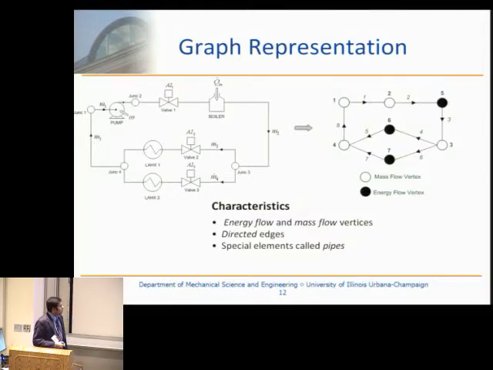The energy flow vertices are representative of the thermal components, and they are shown by these solid circles. So they correspond to the boiler and the heat exchangers here. Apart from these vertices and edges, we also defined some special elements in the graph called pipes. I'll explain it with this example. Pipes are defined as directed edges between any two mass flow vertices. For example, if you pick mass flow vertex number 2 and mass flow vertex number 3, then this path, which goes from here to here and consists of edge number 2 and 3, is a pipe. Similarly, you can find all the pipes in the system.